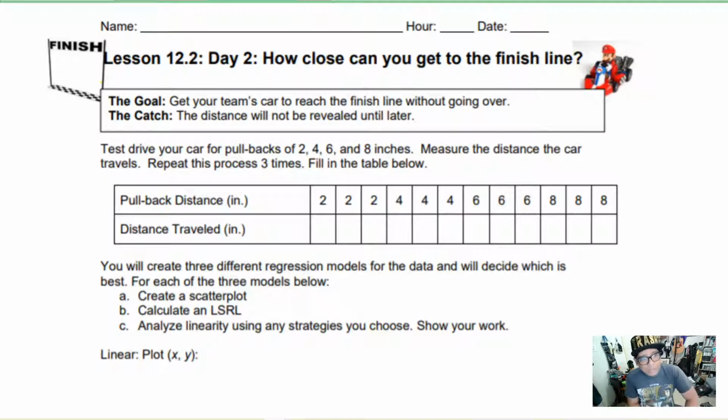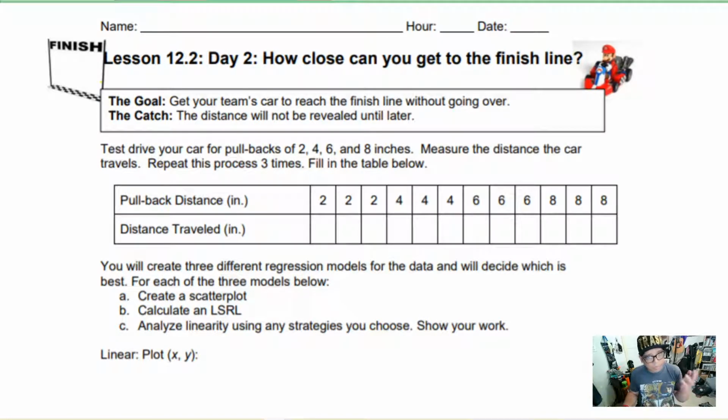And the catch is, no one's going to tell you the distance that you have to go until later. So you get a couple of test drives. You can pull back your car for 2 inches, 4 inches, 6 inches, and 8 inches, and then you can measure the distance of those travels. Now, based on those pullbacks, these test drives, you should be able to come up with some kind of a mathematical model for how far your car is going to go.